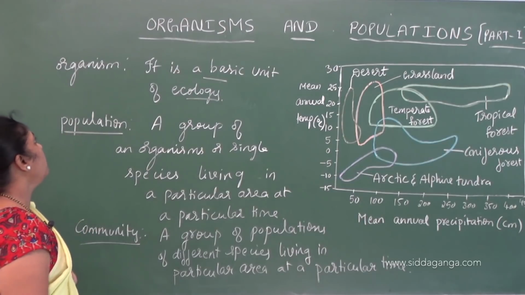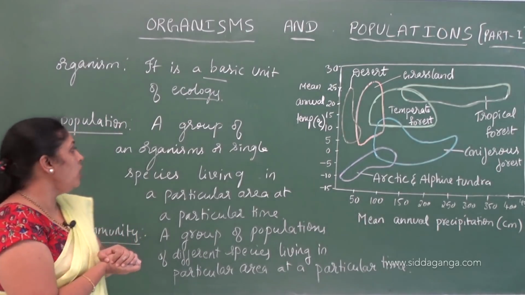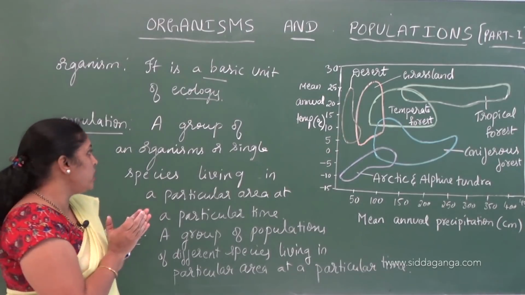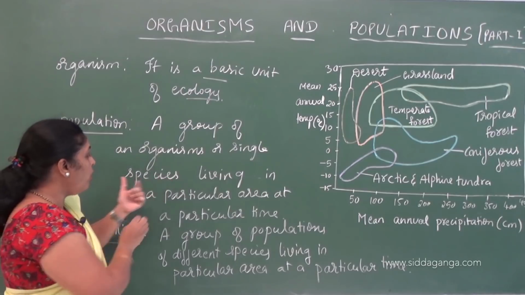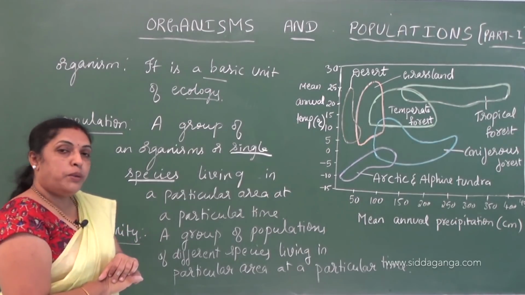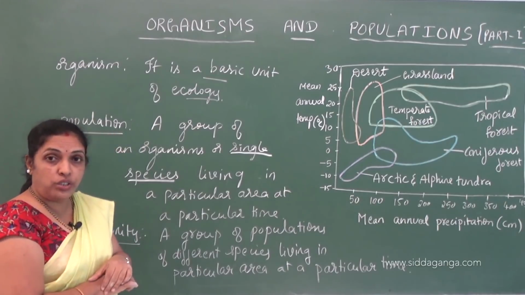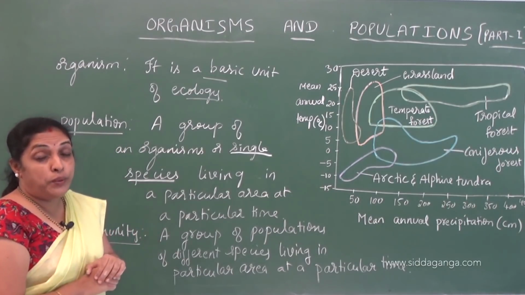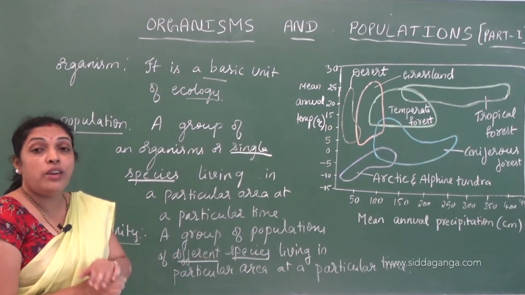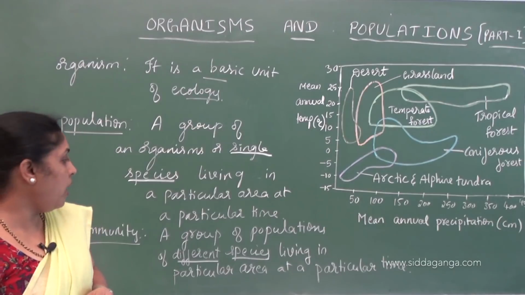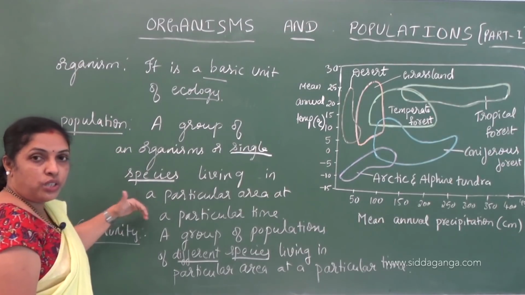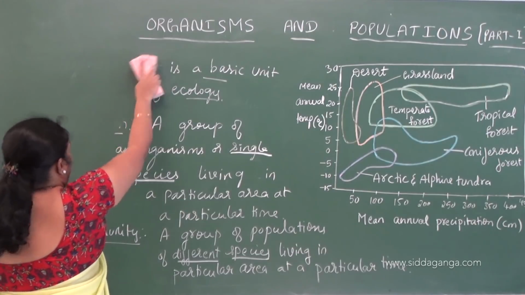Understood? So the organism is the basic unit of ecology. Population always includes a single species, or one type of organism. A group of organisms of a single species, which is very important, living in a particular area at a particular time defines population. Community includes different species. It includes a group of populations of different species living in a particular area at a particular time. That defines community. They will ask for 1 mark: define population, define community, and define organism.